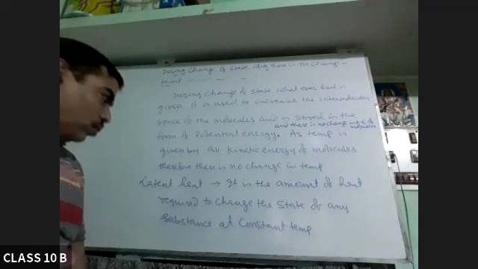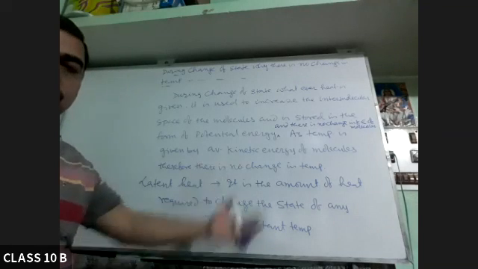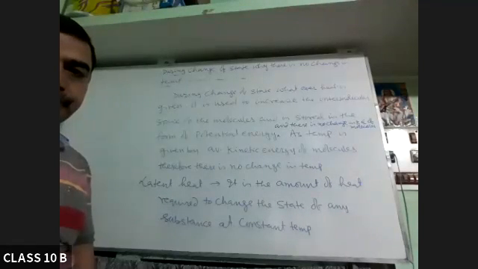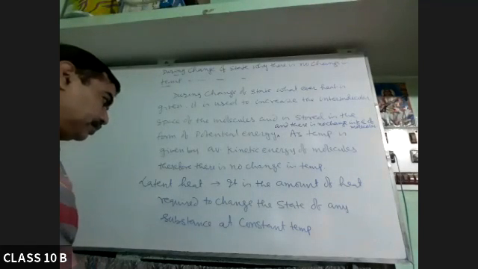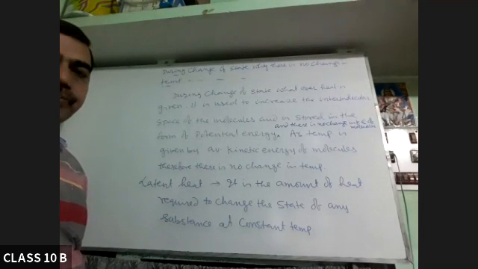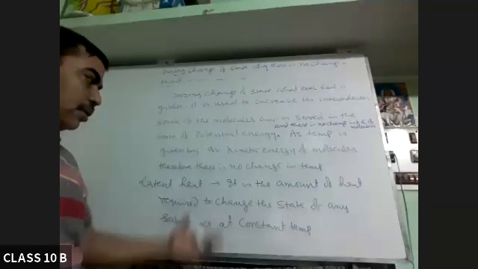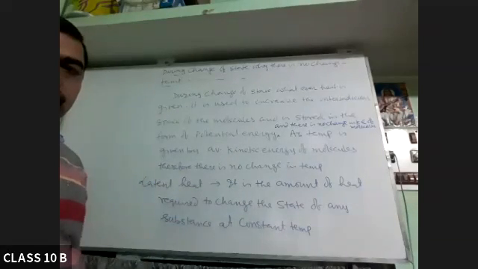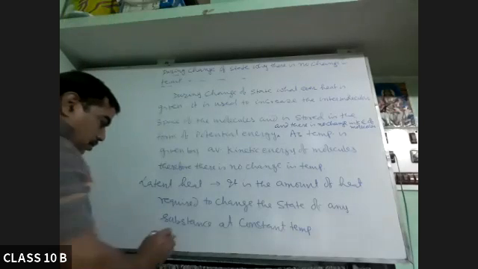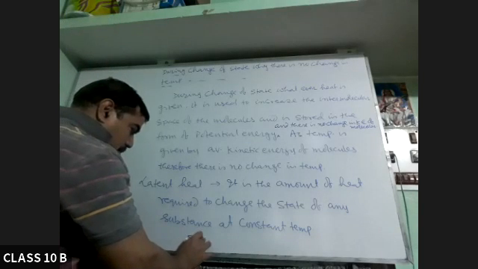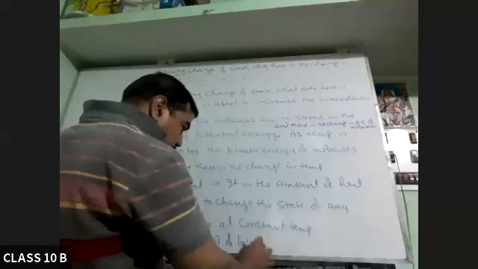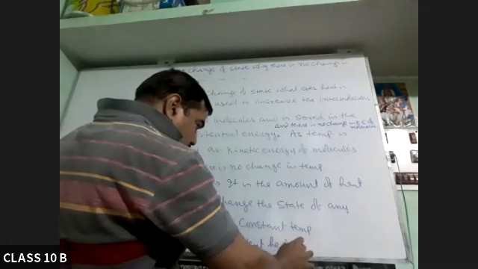There are two types of change of state, so two types of latent heat will come. What will be the unit of this latent heat? It is the amount of heat required, so naturally it will be joule. The SI unit of latent heat is joule.